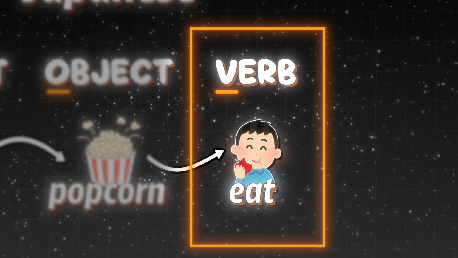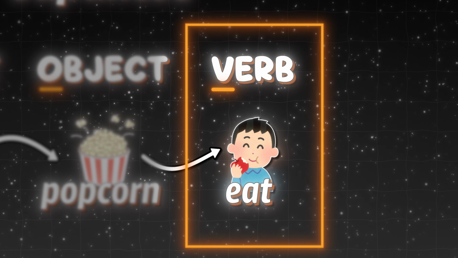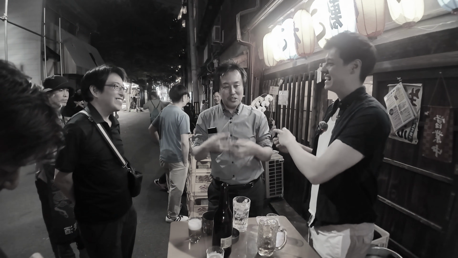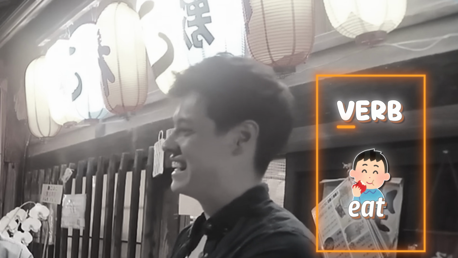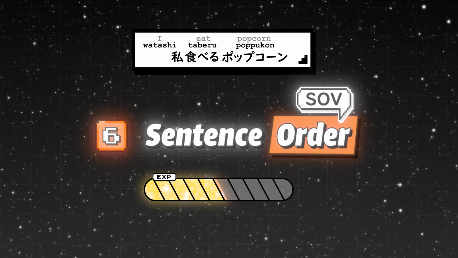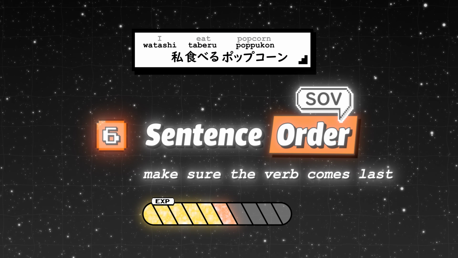I remember this verb coming last thing used to always trip me up when I was learning Japanese. I'd be speaking, I'd accidentally say the verb, and oops, my sentence is over. It'll take some practice to get used to it, but just remember the verb always comes last. Which gives us point 6. Sentence order. Make sure the verb comes last.